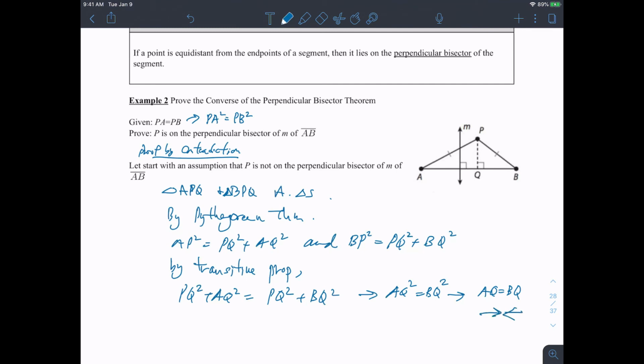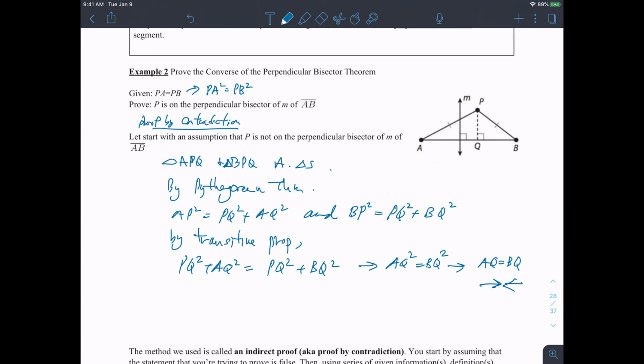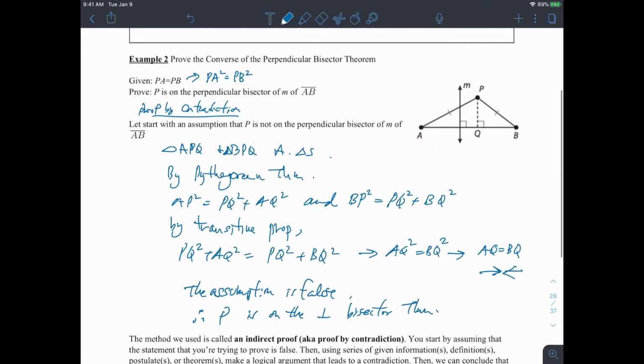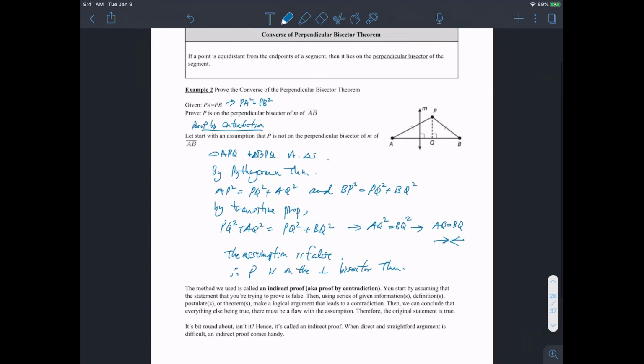Because there's a contradiction, we say that our assumption is false, right? So because there's a contradiction, the assumption is false. Therefore, the opposite must be true. Therefore, P is on the perpendicular bisector. Okay, guys? Once again, this whole thing was called indirect proof, aka proof by contradiction, and there are the procedures. You should take a look at it, but that's what I did.